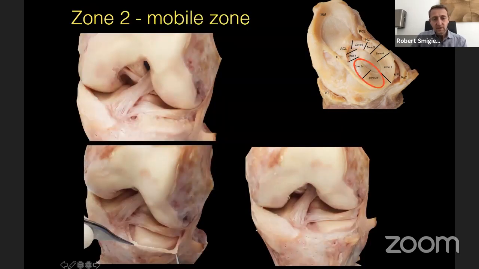Zone 2, or the mobile zone, is very important. Here you can find a very thin layer, looks like a very thin synovial layer. And this layer of the synovium is making kind of recesses on the medial side and on the lateral side. But this is very important. This part has to be very thin and very mobile and should allow the meniscus to move posteriorly and anteriorly.